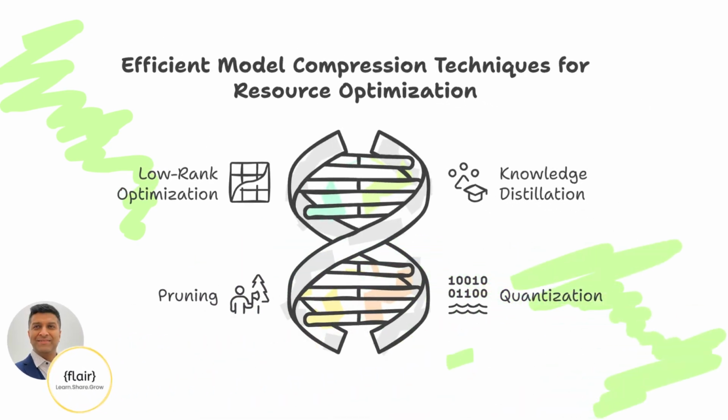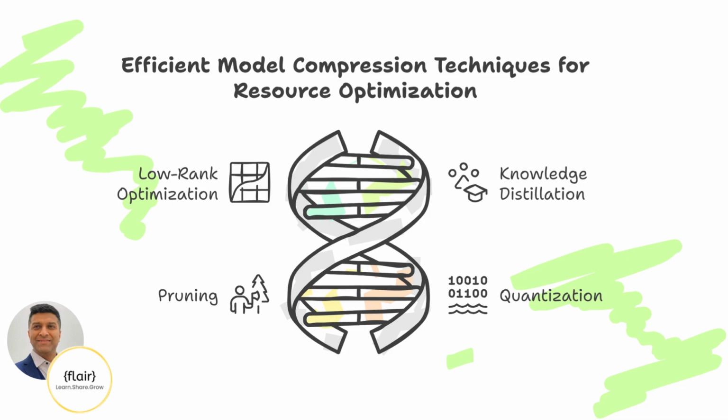But here's something that can help you out: model compression. Deploying models, especially large ones, can be resource expensive. So, how do we make them lighter and faster? There are several techniques for this. Low rank optimization. This simplifies the model by using smaller matrices, reducing the overall size without sacrificing too much performance.